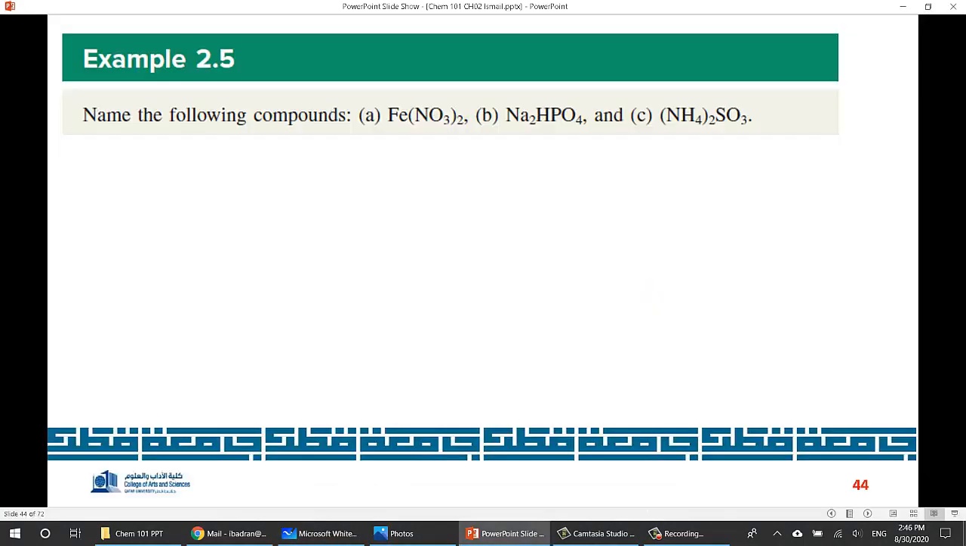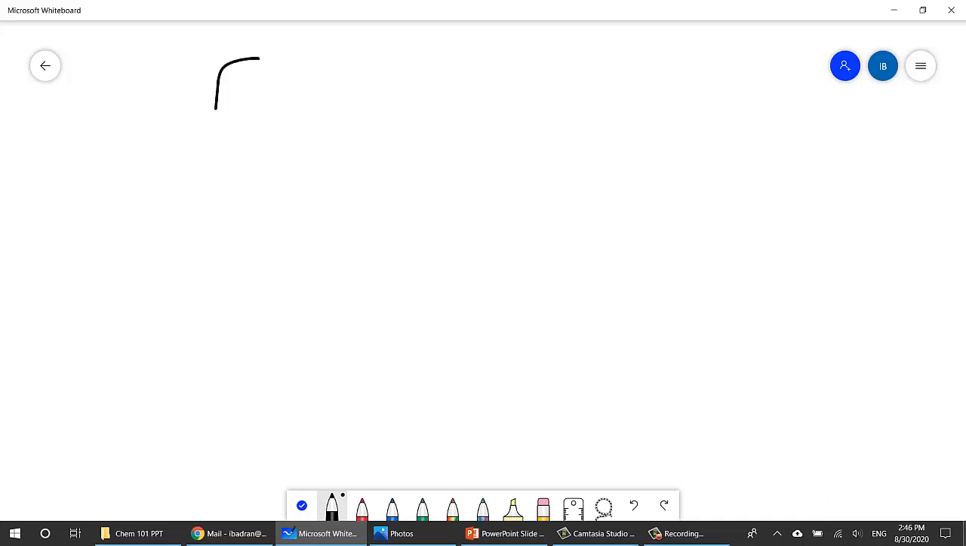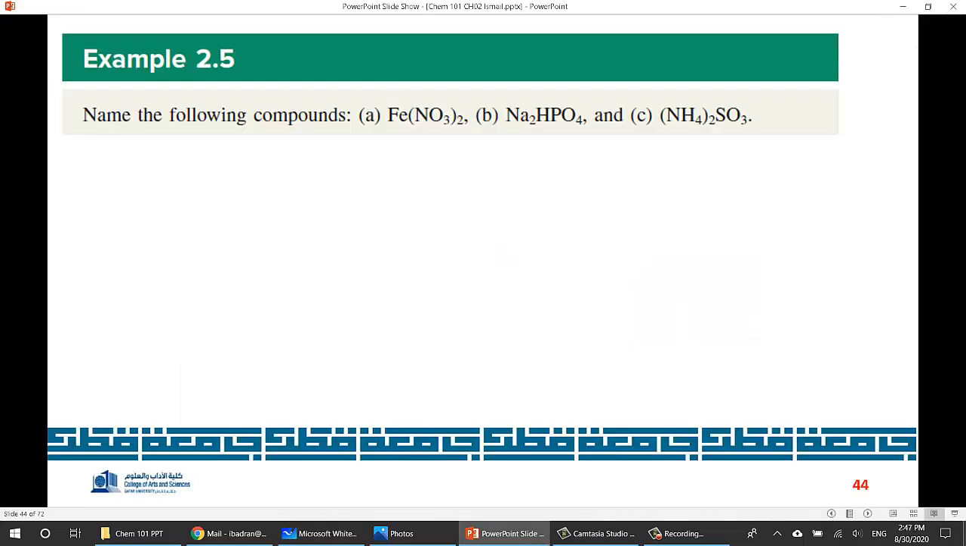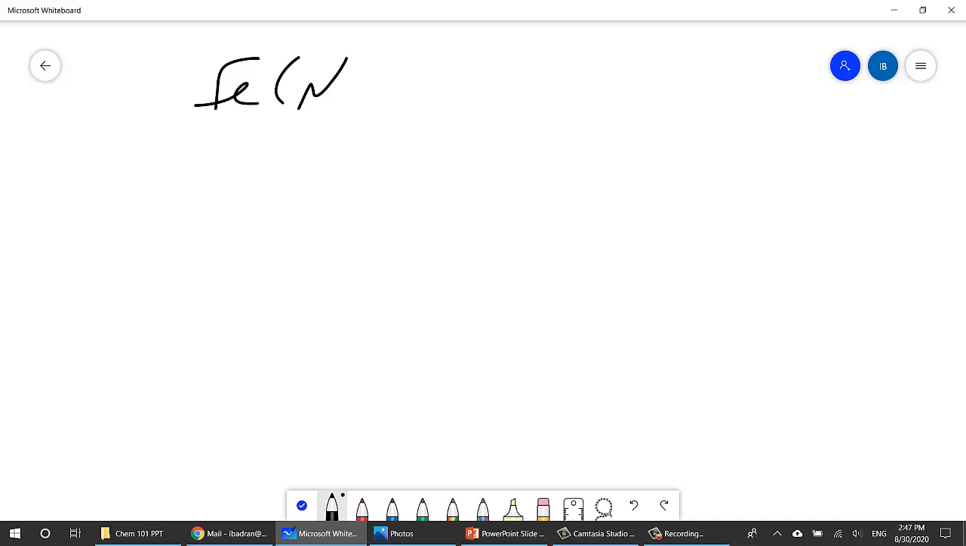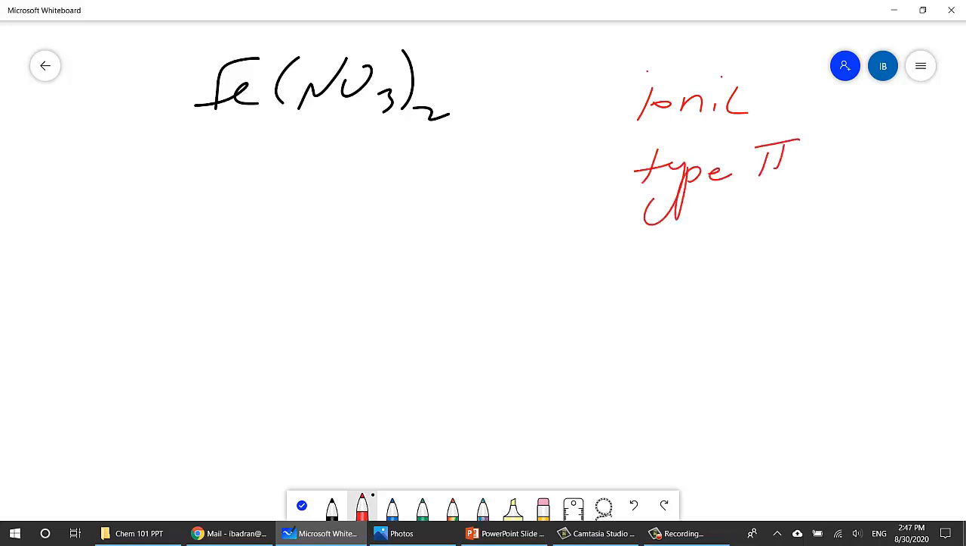Okay, so we have here A, which is Fe(NO3)2. If I am in an exam and I want to name compounds, the first thing I want to ask myself is, is this ionic or covalent? This is ionic because it's a metal and a polyatomic anion. Is it type 1 or 2? It's type 2. Okay, this is the way you do it. So type 2 means I have to figure out the number here.